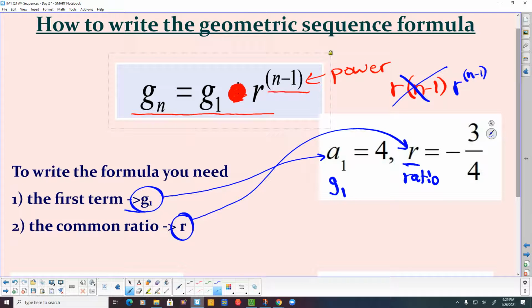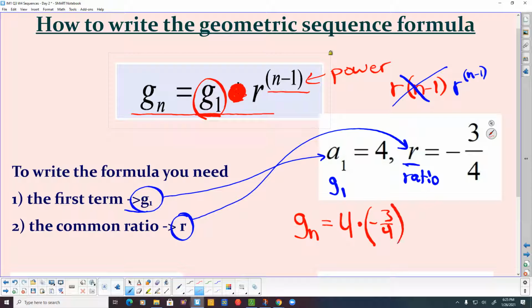You can do this. So all I'm going to do is write my formula, Gn equals, what's my G1 right here? My G1 is 4, times, I can put a times symbol or I can put parentheses. I'm going to put parentheses because it's a fraction. Looks weird, maybe complex. There's my ratio, to the n minus 1 as an exponent. This does not change, this does not change. Everything else, I just give you two numbers.